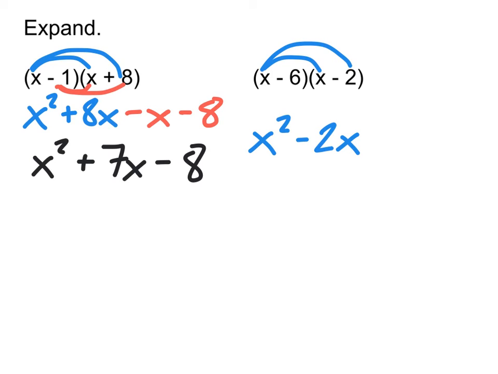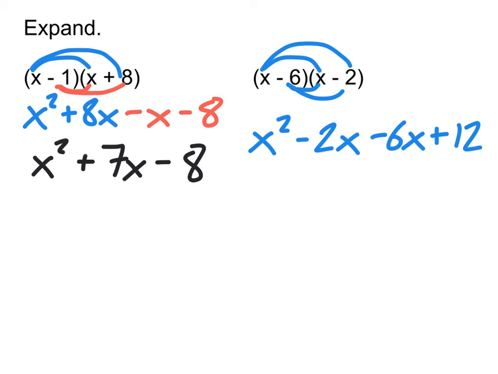Now I repeat that from the -6. So -6 times x gives me -6x. And then -6 times -2 gives me what? -12. A negative times a negative is a positive. So it gives me positive 12.